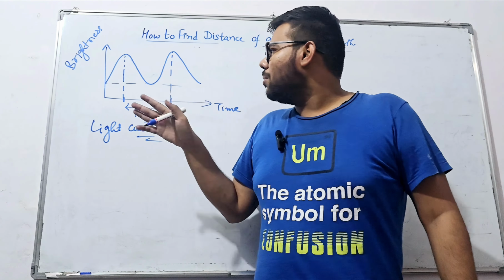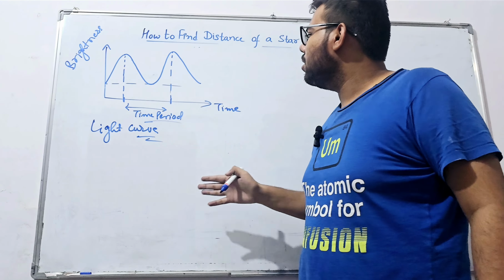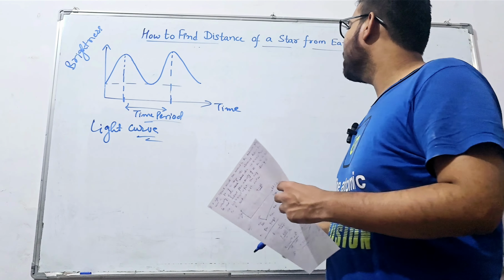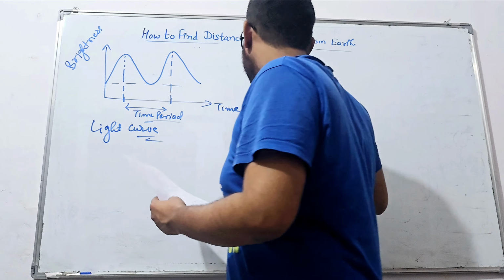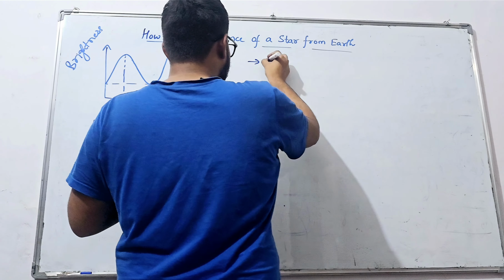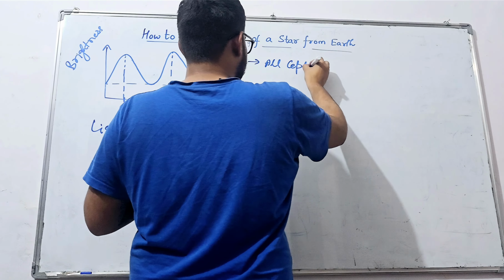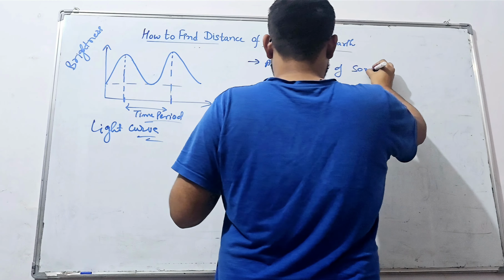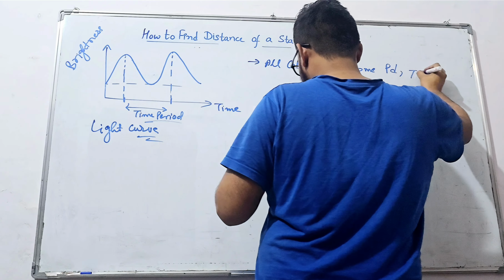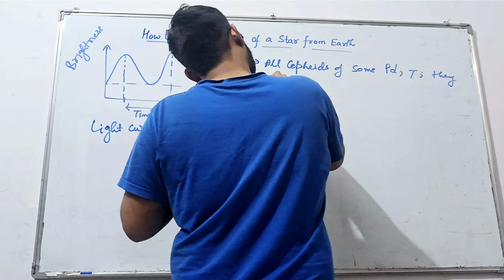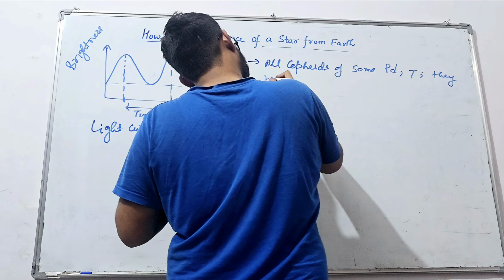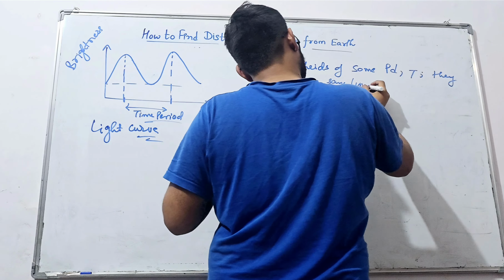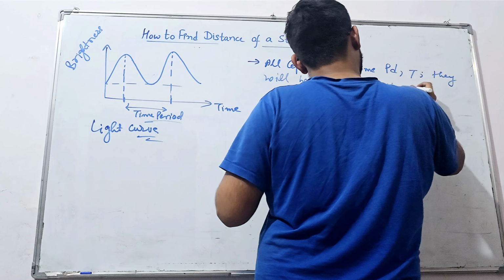So we all discussed this curve. What's next? Here are some points to be noted. First point: all Cepheids, be it type 1 or 2, of some period, suppose T, will have the same luminosity, suppose L.